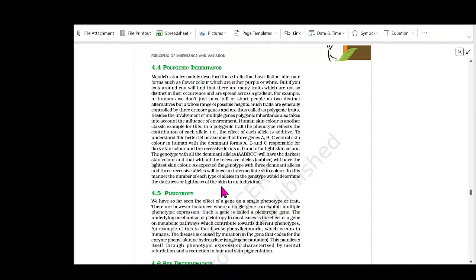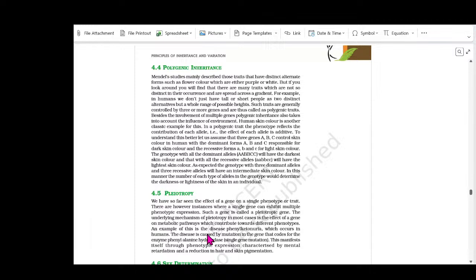4.5 Pleiotropy. We have so far seen the effect of a gene on a single phenotype or trait. There are, however, instances where a single gene can exhibit multiple phenotypic expression. Such a gene is known as a pleiotropic gene. The underlying mechanism of pleiotropy in most cases is the effect of a gene on metabolic pathways which contribute towards different phenotypes. An example of this is a disease, phenylketonuria, which occurs in humans.